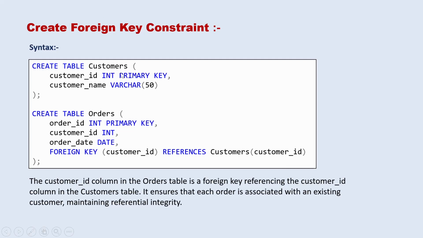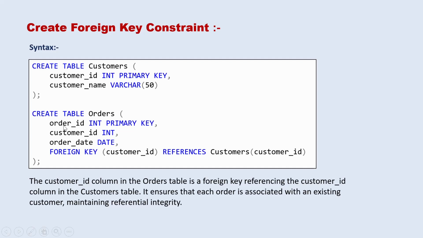Let's say you have two tables, customers and orders. And in customer table, you have customer ID and customer name. And in orders table, you have details about order along with customer ID. So if you create foreign key constraint on this order table, and this is how we can create foreign key. Let's say you want to create a foreign key referencing customer table. So this is how we can create foreign key constraint.